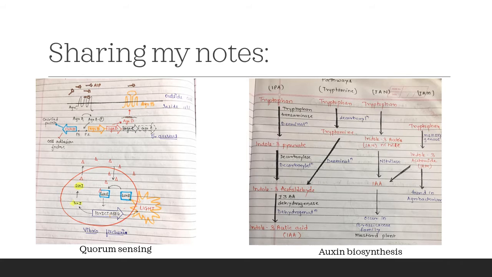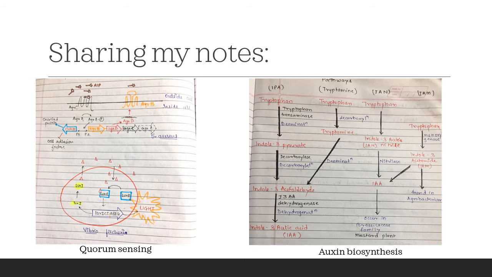Next is a flowchart from auxin biosynthesis. Okay, so you can see for arrows I had used black color. Then for the main component or main substance, the main point from the flowchart, that is tryptophan, all those substances here I had written in red color. Okay, so this helped me remember my flowchart, this helped me memorize it.